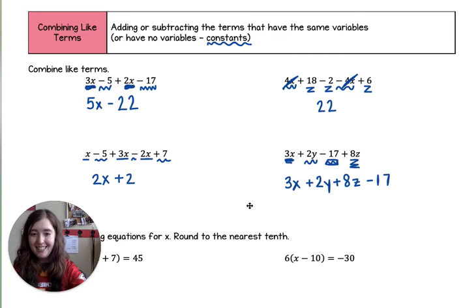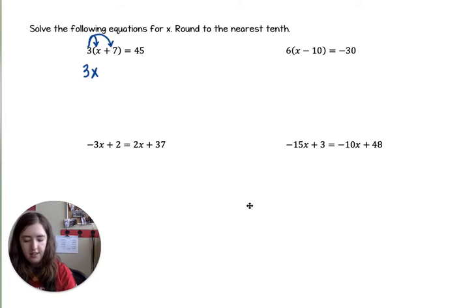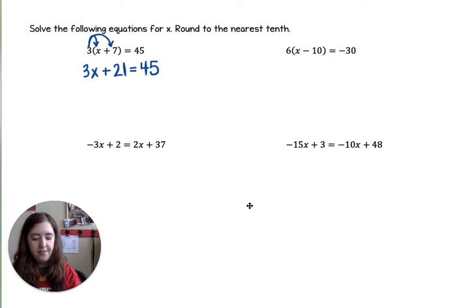So on these, we're going to go through and have to use each of these rules that we just reviewed to be able to solve these equations. So we want to solve the equations for x and then round to the nearest tenth. So first, when I have that number that's being multiplied by those parentheses, I'm going to distribute that out. Take 3 times x plus 3 times 7. So 3 times x is 3x. There's a plus in the middle. And then 3 times 7 is 21. And then that equals 45.